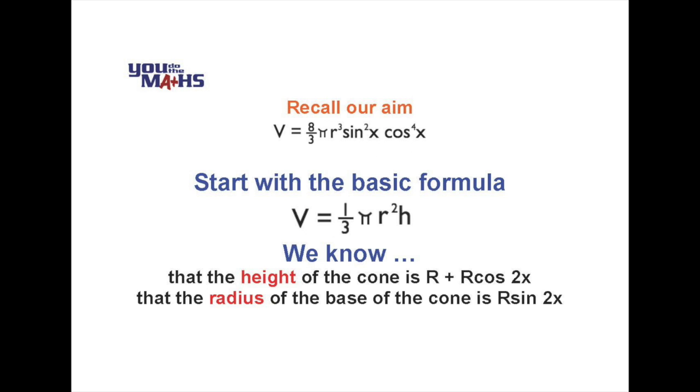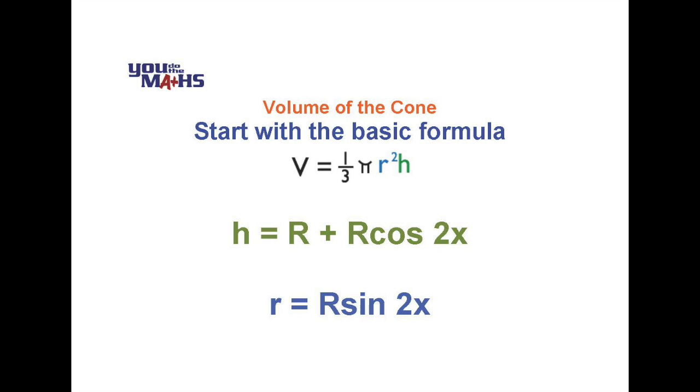Now let's use the information that we've got on the radius of the cone and also the height to determine the volume. We've got the basic formula to start with, which is the volume is equal to 1/3 the area of the circular region of the cone multiplied by the height, or that's 1/3 pi r squared multiplied by height. Now we have got information based on what we saw before in the diagram. We've got the radius of the cone in terms of capital R and x, and we've also got the height of the cone in terms of capital R and x. Let's substitute those values into the volume formula.